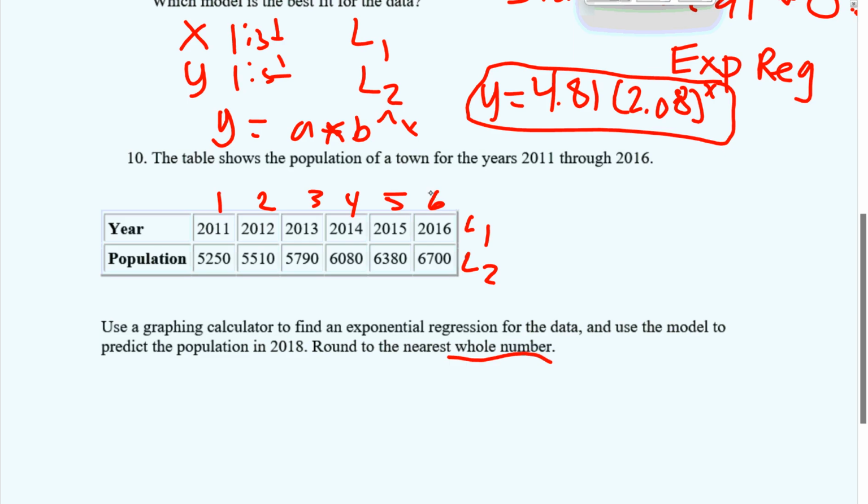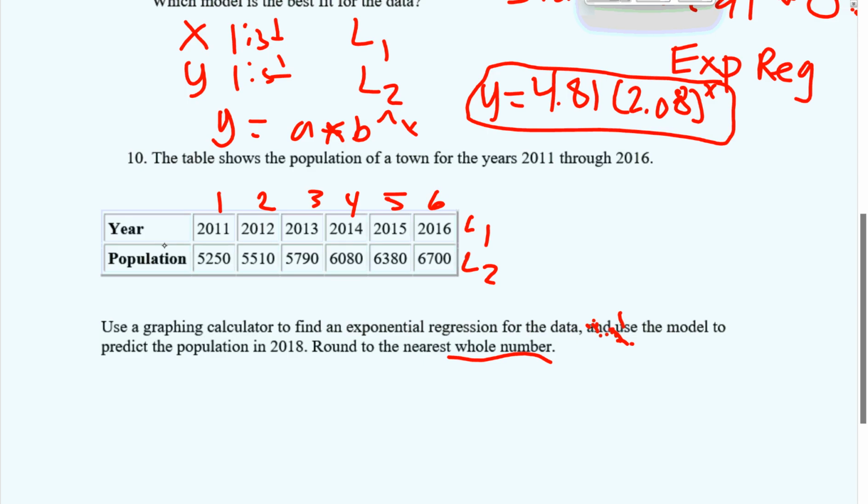So then I can just delete my 7th one from the last problem. Just highlight it and push delete. And then I can plug all these numbers in here for my L2s. So 5250, make sure you get it right. 5250, 5510, 5790, 6080, 6380. Your regression equation won't work if you have a different number of x's than you do y's. So that's how you can tell, if it says error, you want to check that first.